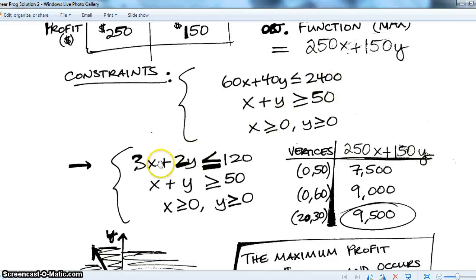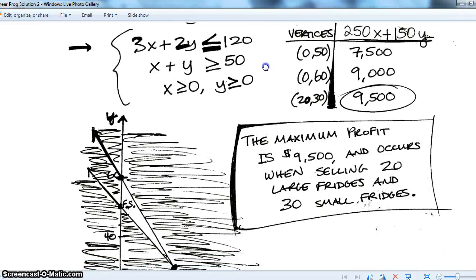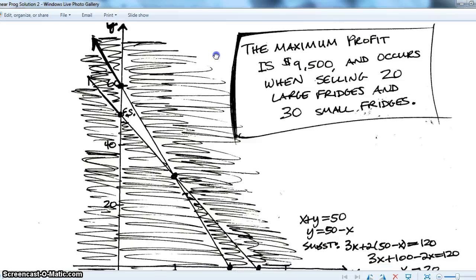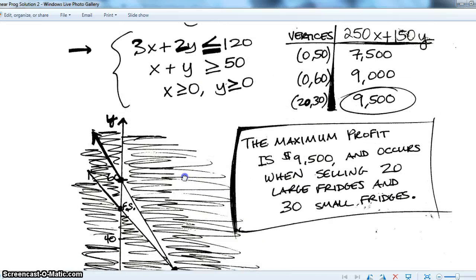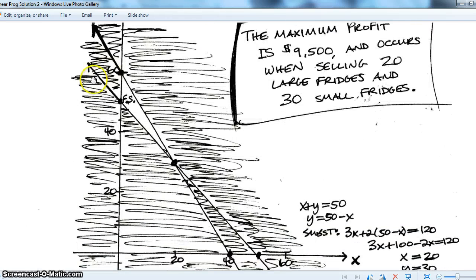And reducing these, this is 3x plus 2y less than or equal to 120. Here is the feasible set. Now this one is a little bit different than before because the direction of this inequality is going the other direction. It's bigger than or equal to. So on this one, the x plus y equals 50.